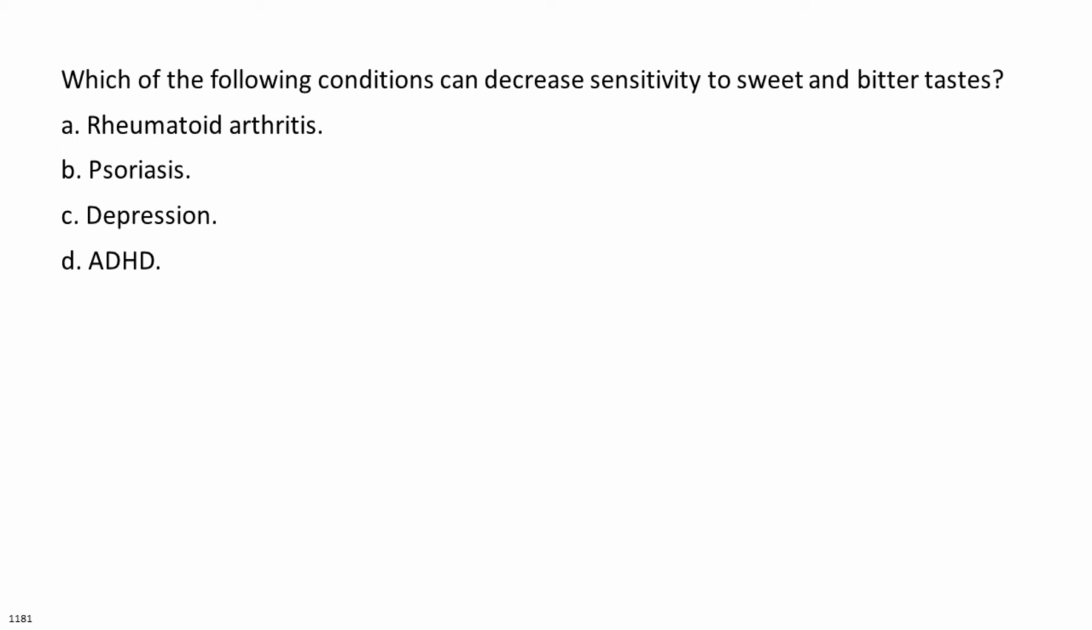Which of the following conditions can decrease sensitivity to sweet and bitter tastes? A. Rheumatoid arthritis. B. Psoriasis. C. Depression. D. ADHD.